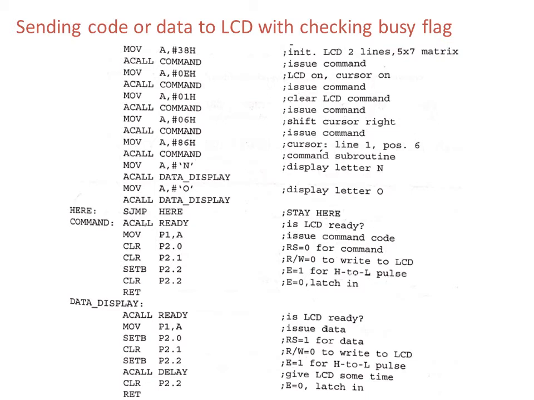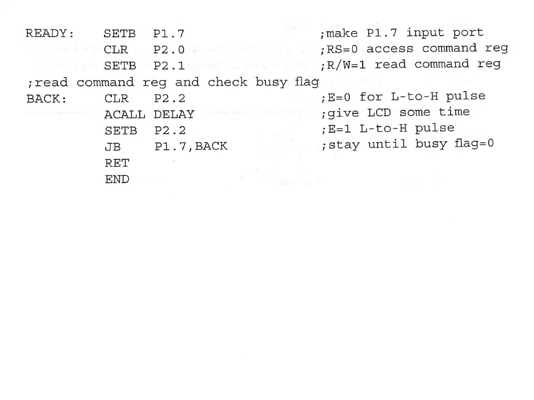So that is nothing but the ready subroutine. It is given on the next page. If you see the ready subroutine here, the first instruction is CLR P1.7. So here we make pin P1.7 an input port, and set it. Then clear P2.0, so RS is equal to 0, access command register.